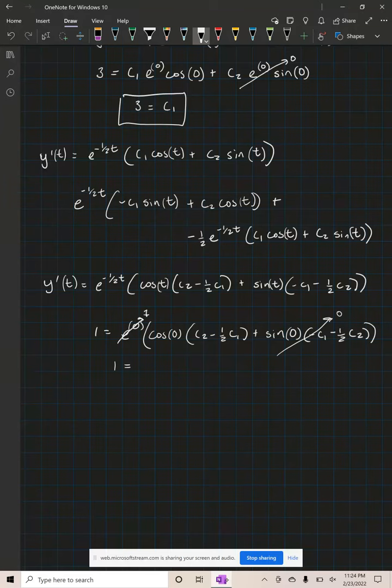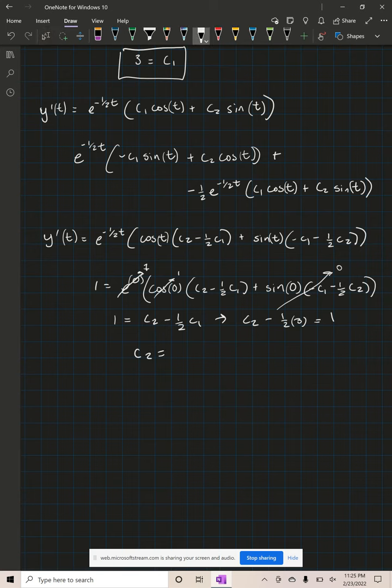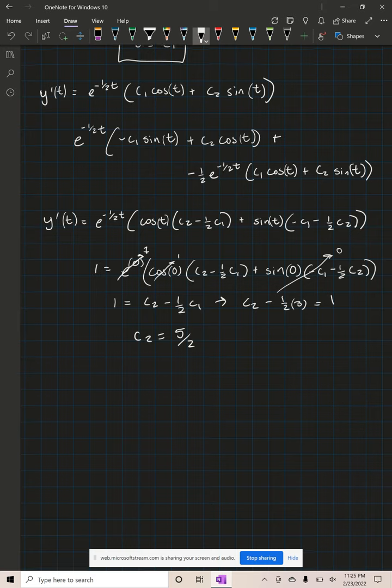So then what we have is 1 is equal to, and then cosine of 0 goes to 1. So then we get c2 minus 1/2 c1. And so earlier we found c1 to be 3. So really what we get is c2 minus 1/2 times 3 is equal to 1. So this gives us c2 is going to be equal to 5 halves. So now we have c2 and we are done with our solution.